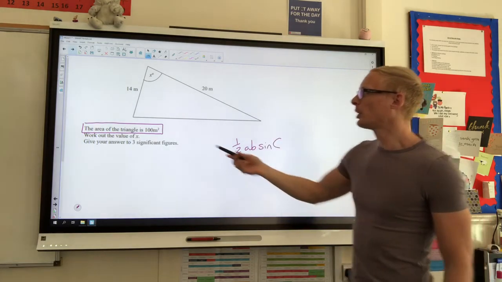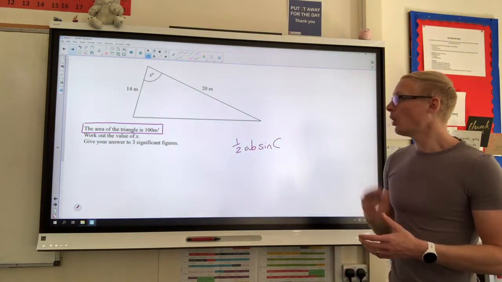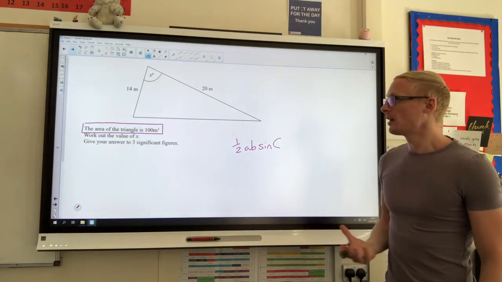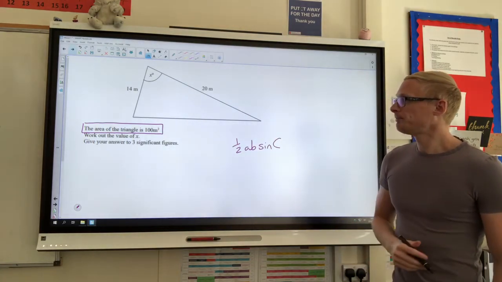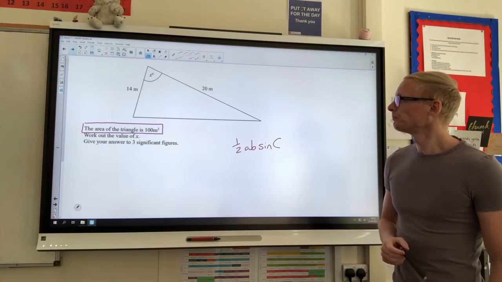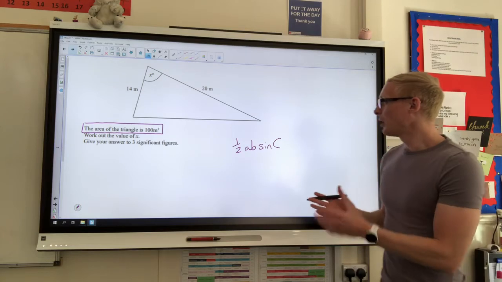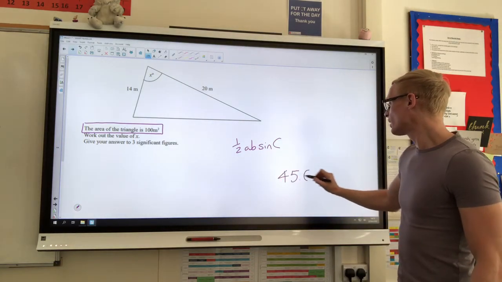And in this scenario, because you're given the area, you would then work backwards, and see if you can work out the value of x there. Okay, so slightly different this time. So have a go at that question. And then hopefully you've been able to have a go at that. The answer to that one should be 45.6 degrees.